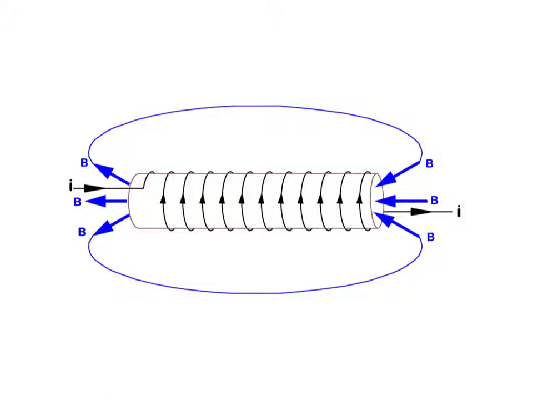Now the cool thing about this is that I can get many coils together like this, and then they all will do the same, right? The magnetic field will go into the coil and then out of the coil. So they will reinforce themselves so that we have a very strong magnetic field inside the coil and a not so strong magnetic field outside.